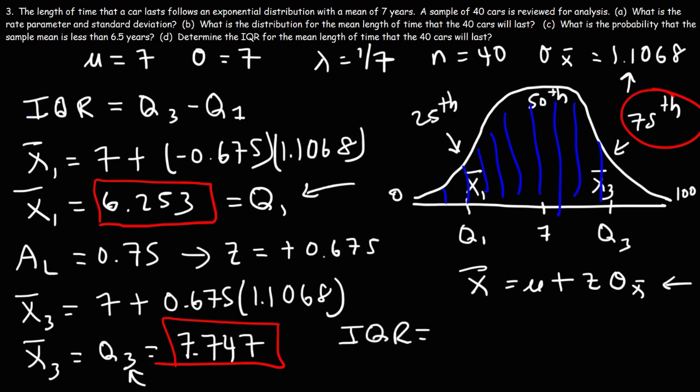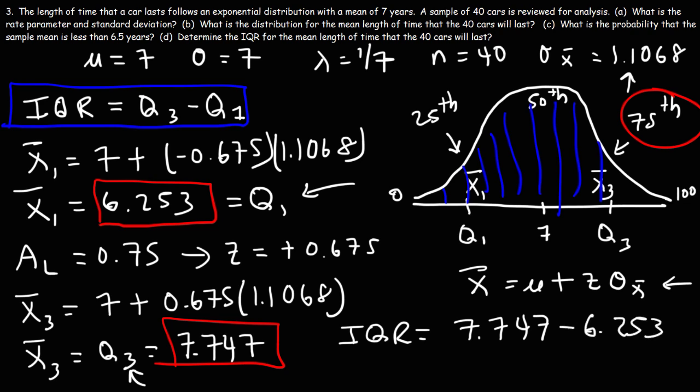So now that we have the values of the first quartile and the third quartile, we can calculate the interquartile range using this formula. So let's take the difference of those two numbers. 7.747 minus 6.253. So this is going to be 1.494. So that's the interquartile range for part D.